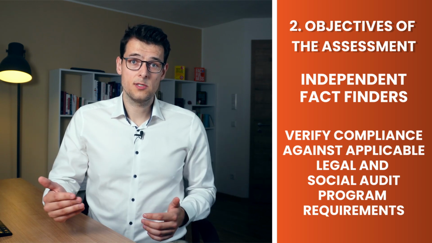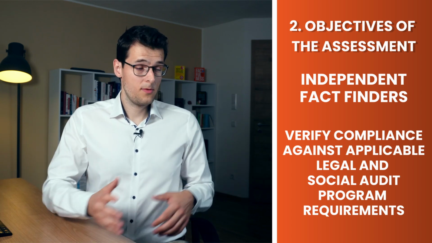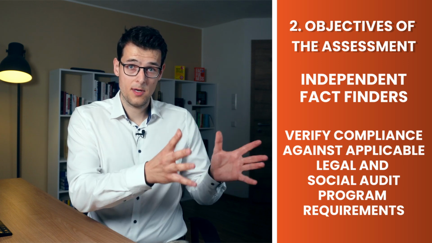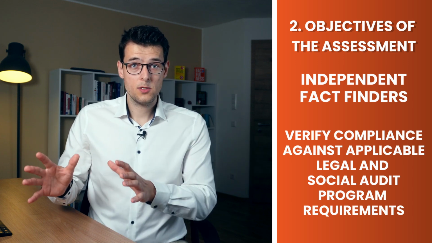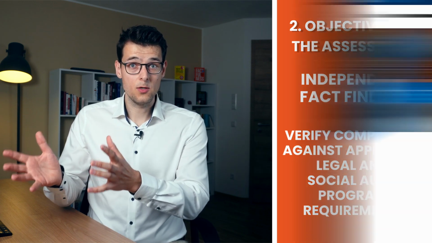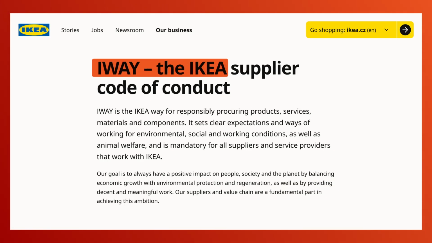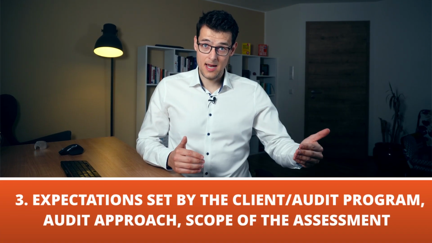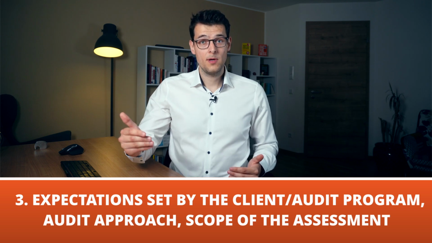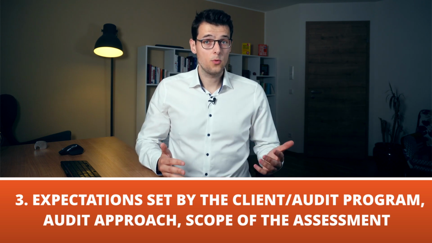The social assessors then compare the gathered understanding with applicable legal requirements of that country and the requirements of the social audit program that is being used. For example, it may be audited against the RBA VAP program or the IKEA iWay program, and so on. During the opening meeting, the social auditors clarify expectations set by the client or the audit program, the general audit approach, and the scope of the assessment.